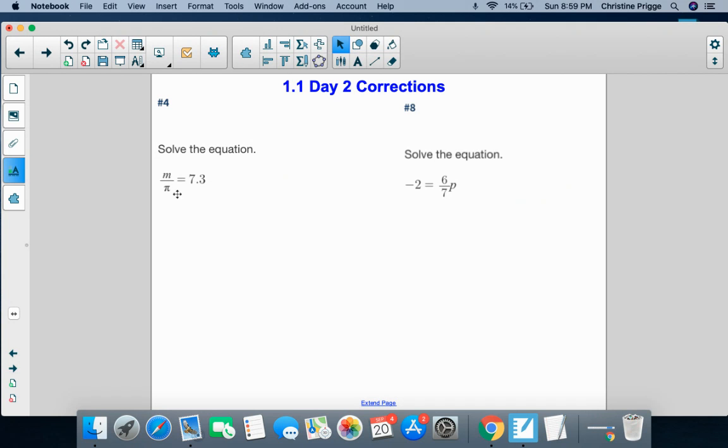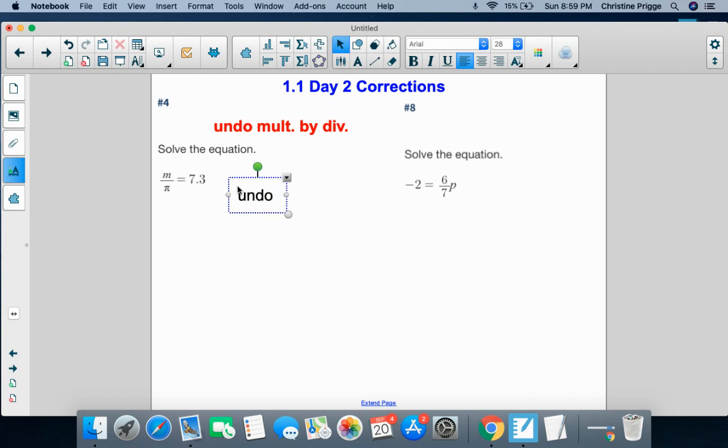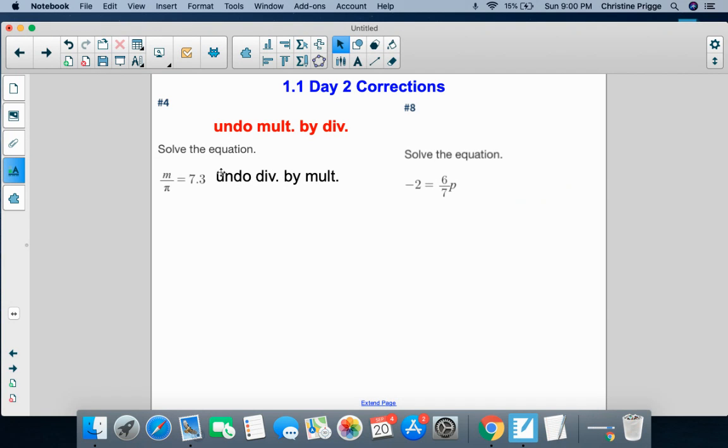This says a number divided by pi is 7 3/10 or 7.3. How I undo division is to multiply. Well, this should say undo division by multiply. Let's get rid of that. That's wrong. Undo division by multiply. Okay, now it's right.